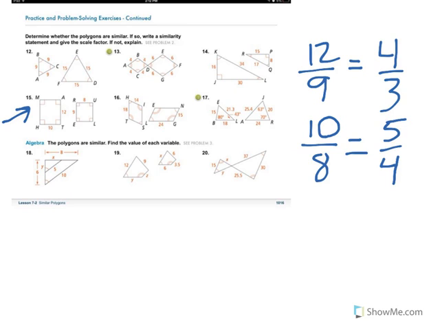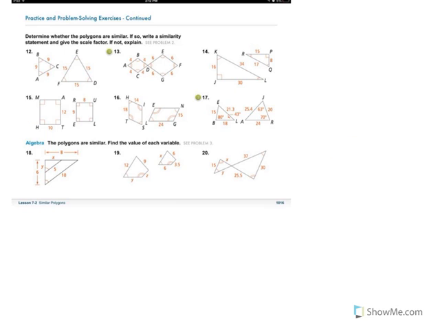Okay, these ones on the bottom, it's given that they're similar. It says the polygons are similar. Find the value of each variable. Okay, let's look at 19. What we're going to do is set up a rational equation. So let's say I take that 12 there. 12 looks like the longest side of the big quadrilateral. So what's the longest side of the small quadrilateral? Well, that looks like x. Those two sides correspond.